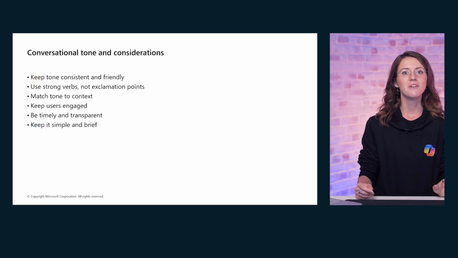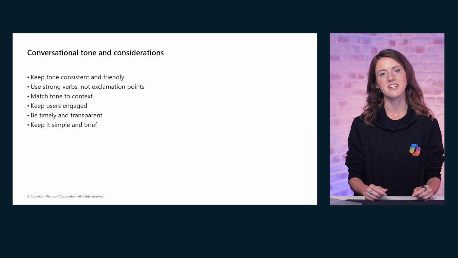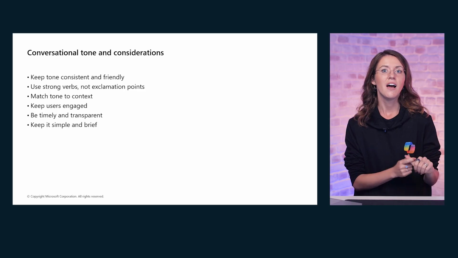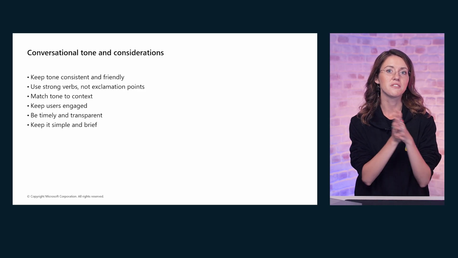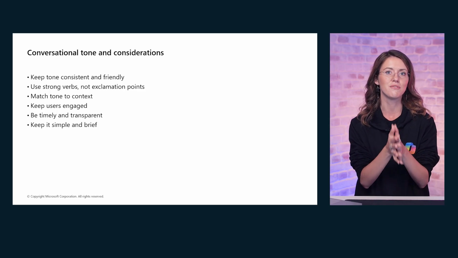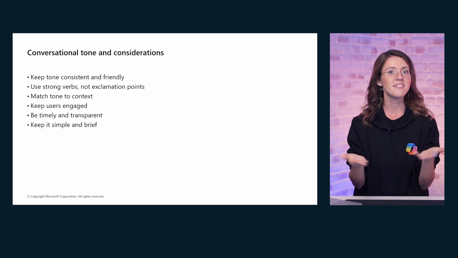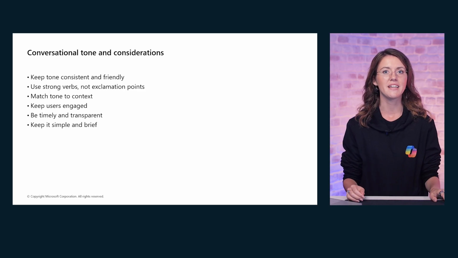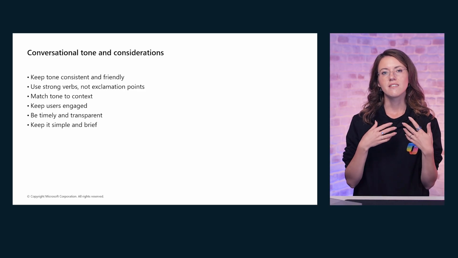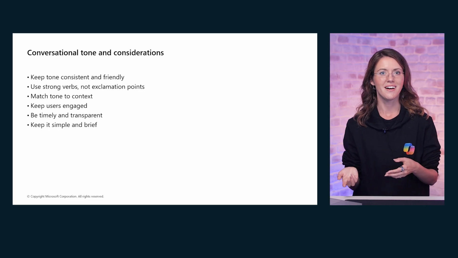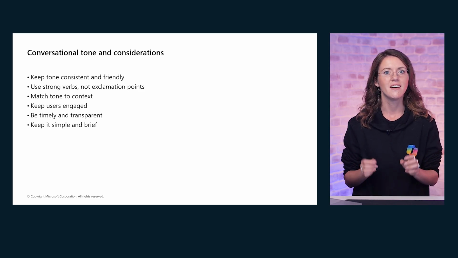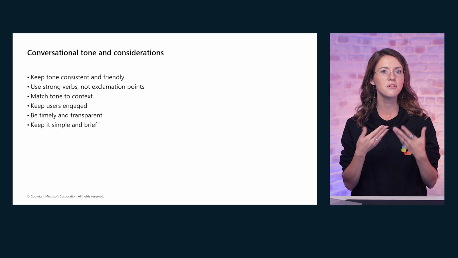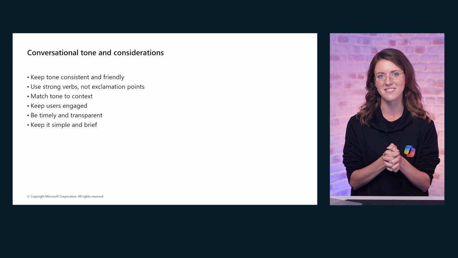Let's walk through how to maintain a strong conversational tone in Copilot Studio. First, consistency is the key. Whether the conversation is casual or serious, the tone should always feel friendly and helpful. This builds trust and keeps the user comfortable. Next, avoid overusing exclamation points. They can come off as overly enthusiastic or even condescending. Instead, use strong, clear verbs to convey energy and confidence.